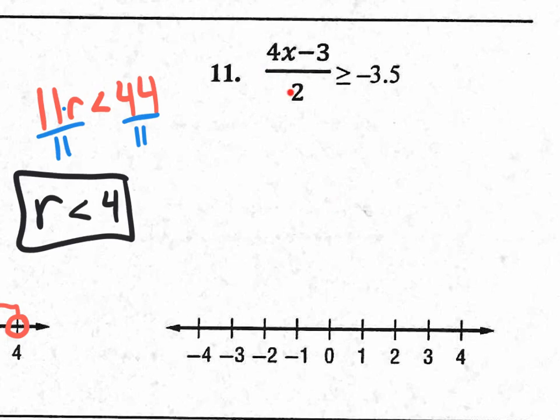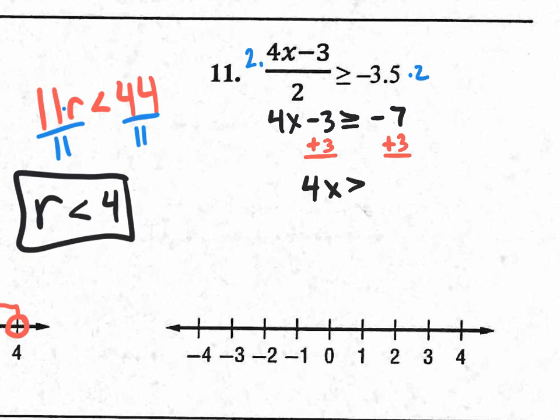So right here we have a division of 2. If you don't want that division of 2, simply multiply by 2 and multiply by 2. So we will have a new inequality that reads 4x minus 3 is greater than or equal to 3.5 times 2 is 7. And of course that's a negative 7 because there's a negative sign in front. And let's get rid of that minus 3 by adding 3. Adding 3. I have a new inequality. 4x is greater than or equal to negative 4.